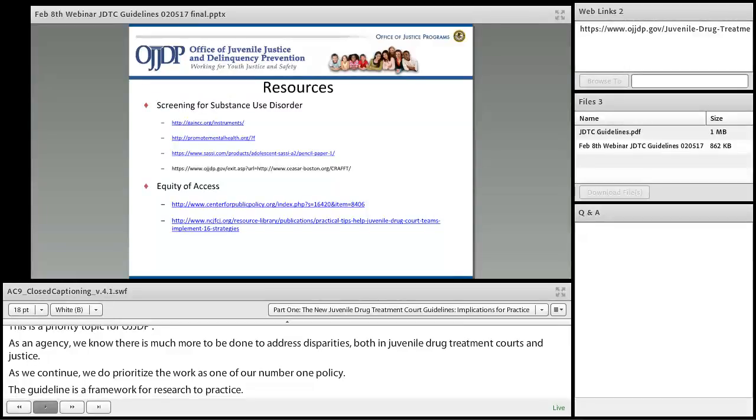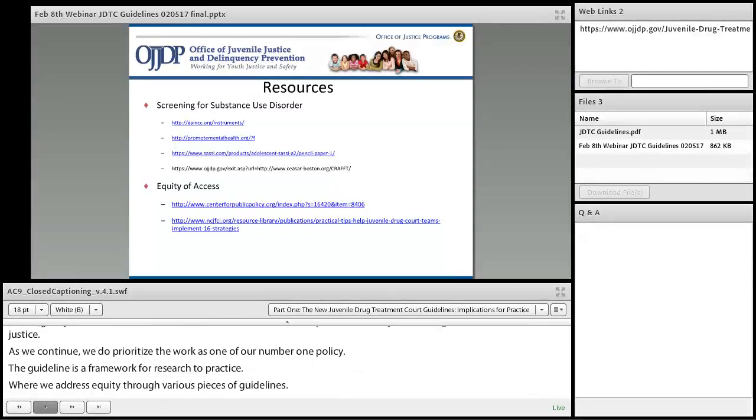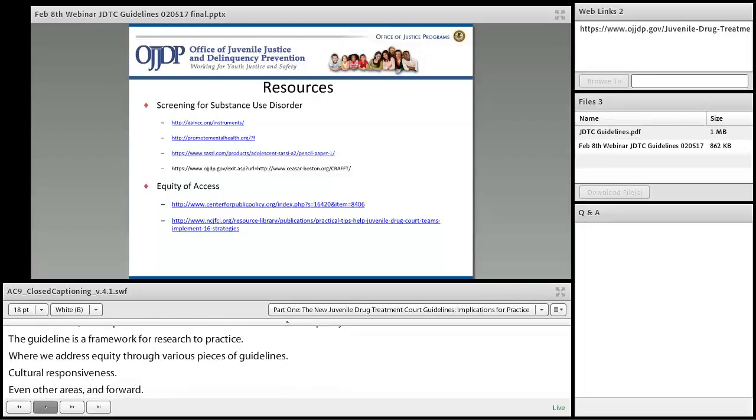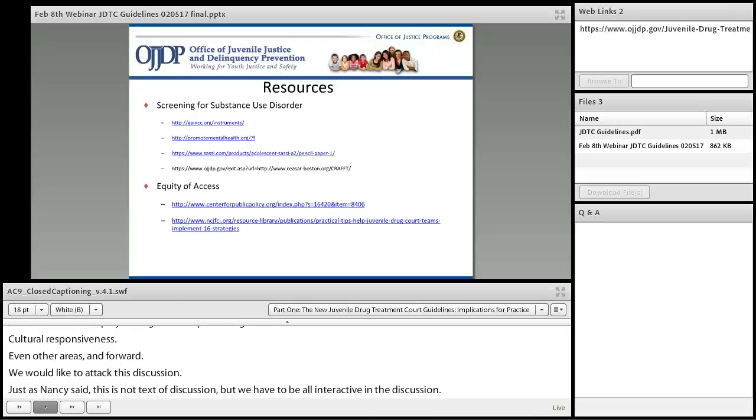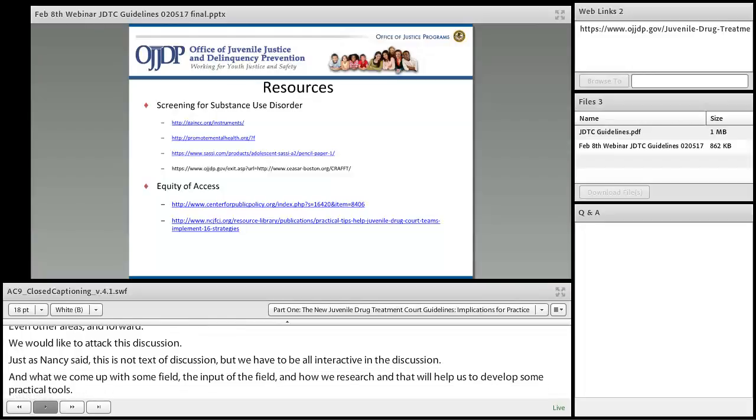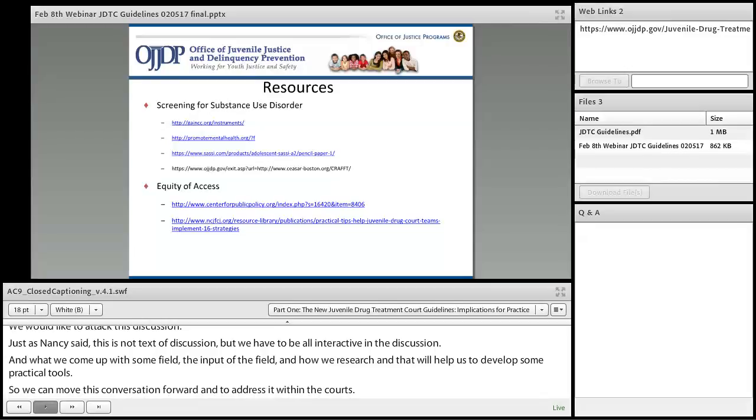Moving forward, we would like to unpack this discussion. And just as Nancy said, this is not a textbook discussion. This is where we all have to be interactive in the discussion. And what we come up with from the field, the input of the field, and our researchers, will help us to develop some practical tools for the field to move this conversation forward and to address it within our courts. So our priority and our overarching goal is to make sure the court processes and treatment are equitable and fair for all youth who enter our juvenile drug treatment courts.